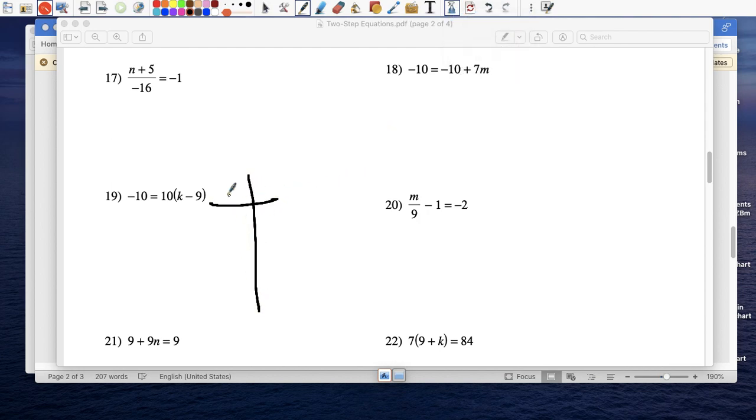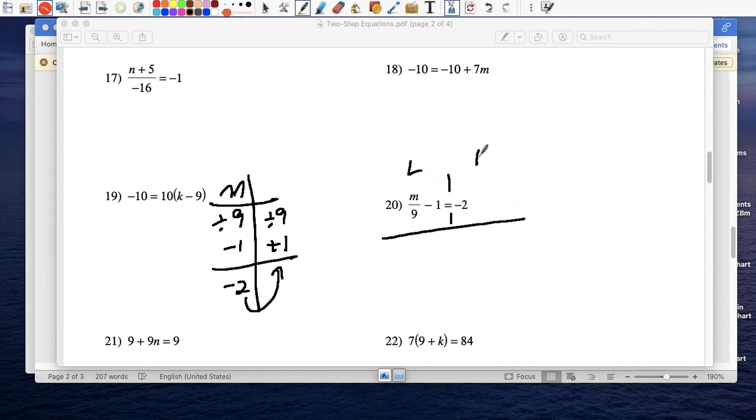Variable m being divided by 9, and subtract 1, and that's going to give me negative 2. First inverse operation is plus 1. The second one is divide by 9. So left and right expressions. Left 1, right 1, plus 1, plus 1. That simplifies to 0. I'm left with m over 9. And negative 2 plus 1 is negative 1. Well, now I'm going to, sorry, it should be times. What do I do? Times 9 on both sides.